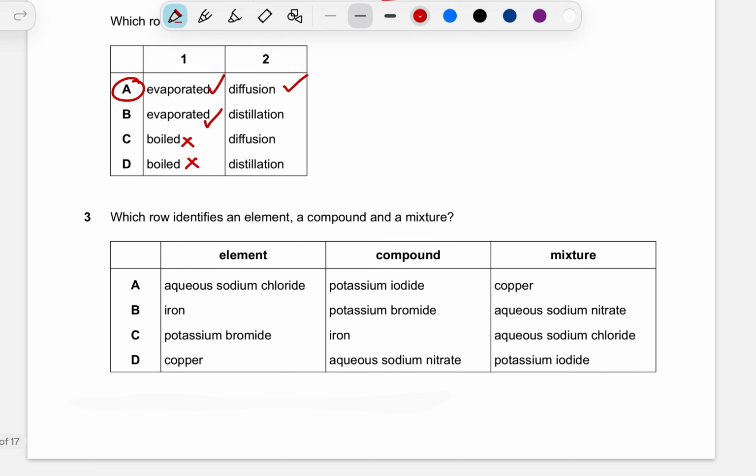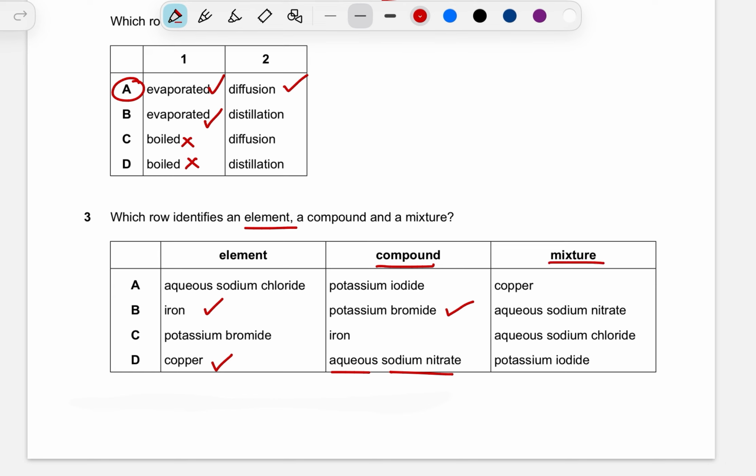Next, which row identifies an element, a compound, and a mixture? First of all, an element contains only one type of atom. So your answer over here is either iron or copper. Compounds, remember, is when 2 or more elements are joined together. So in this case, potassium bromide is correct. Aqueous sodium nitrate would actually be 2 different compounds. Aqueous refers to water, and sodium nitrate is another compound.